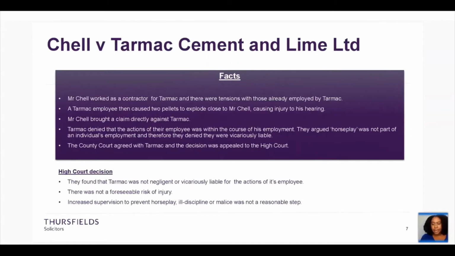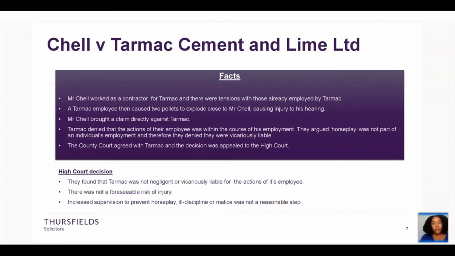Our third case is the case of Shell and Tarmac. And this case relates to a personal injury at work and a vicarious liability claim. So where an employer could be held liable for the acts of its employees. Mr. Shell worked as a contractor for Tarmac.